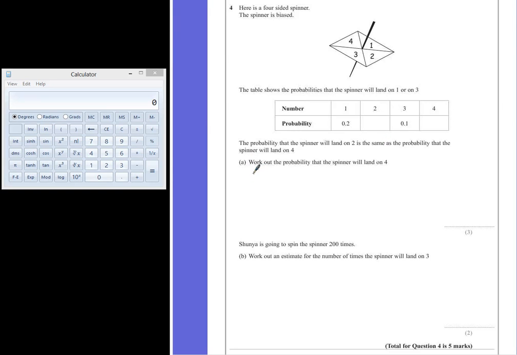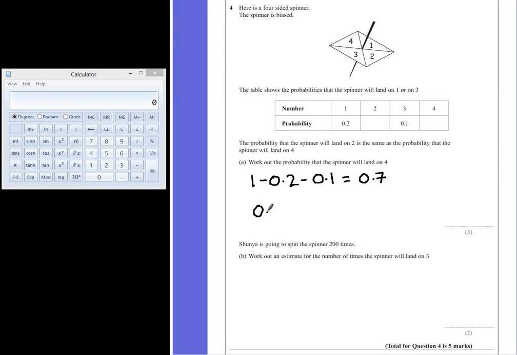Well, we have to remember that all probabilities add up to give us the number 1. So if we take away the two probabilities that we know, in this case 0.2 and 0.1, we'll be left with the remaining probabilities. And in this case, that gives us 0.7. The question also tells us that the two missing probabilities are equal to each other, which means they are both exactly half of this value, 0.7.